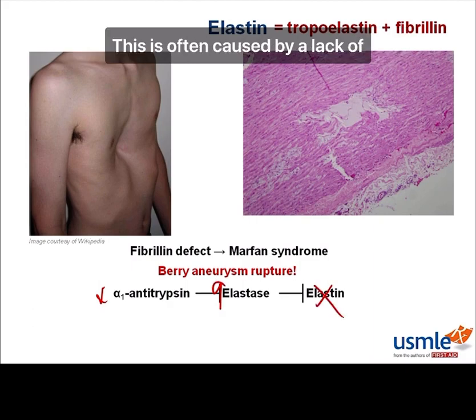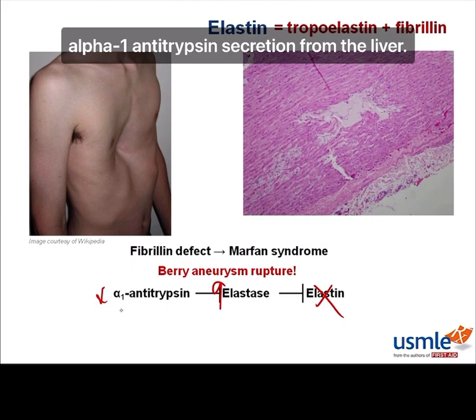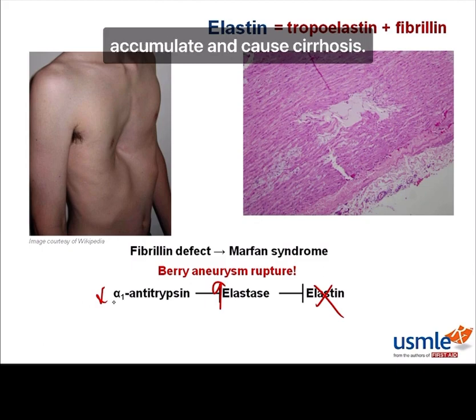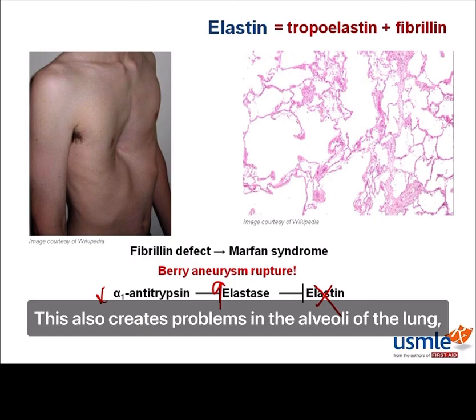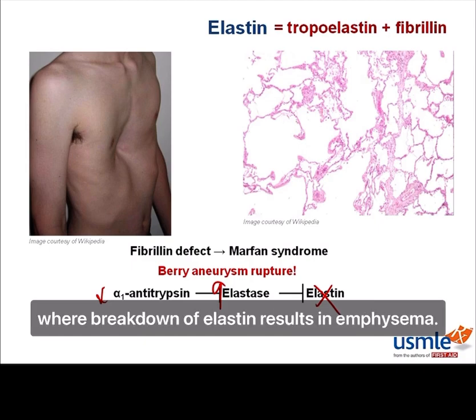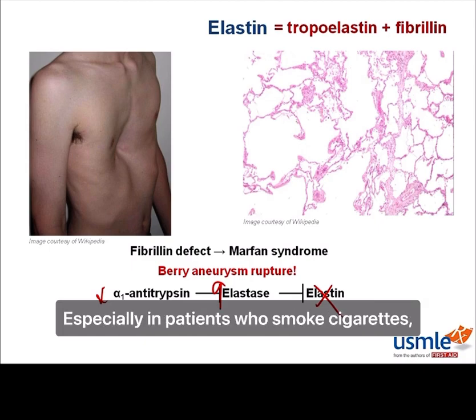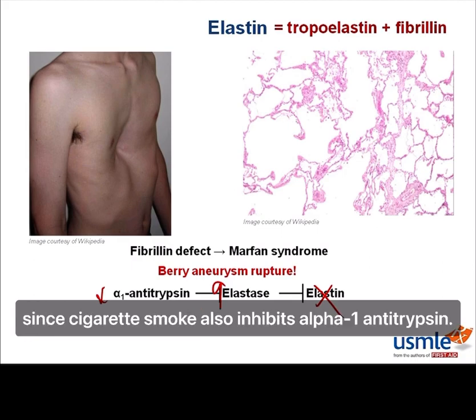This is often caused by a lack of alpha-1 antitrypsin secretion from the liver, and if it can't be secreted from the liver where it's being produced, it will accumulate and cause cirrhosis. This also creates problems in the alveoli of the lung, where breakdown of elastin results in emphysema, especially in patients who smoke cigarettes, since cigarette smoke also inhibits alpha-1 antitrypsin.